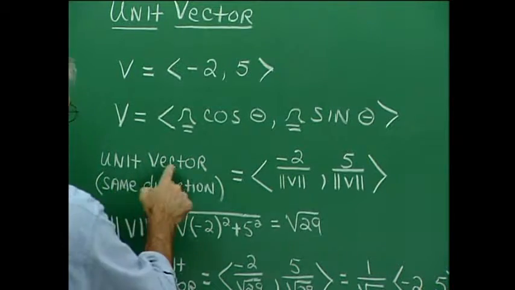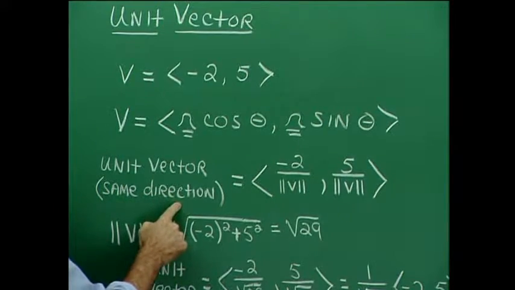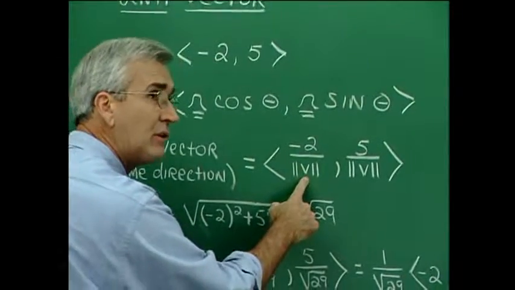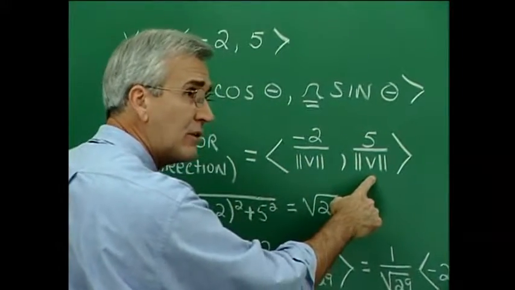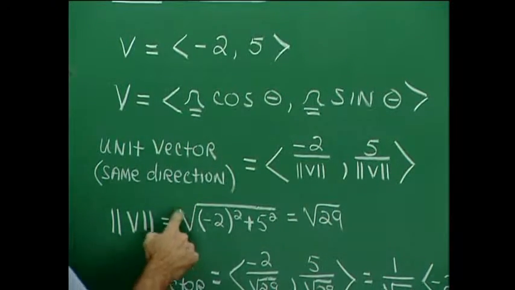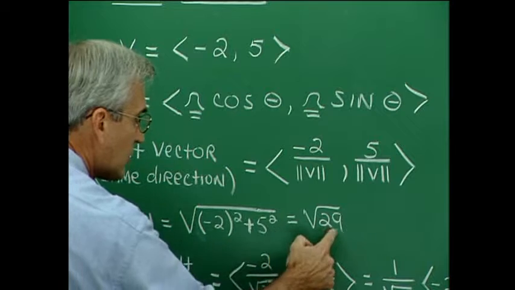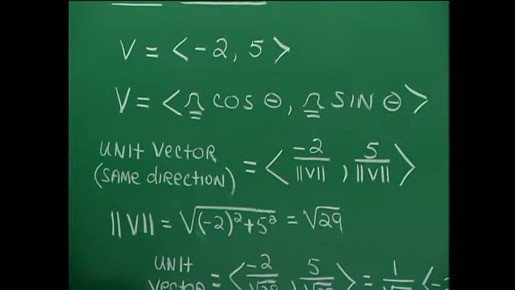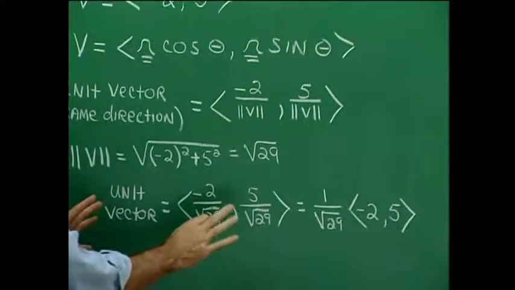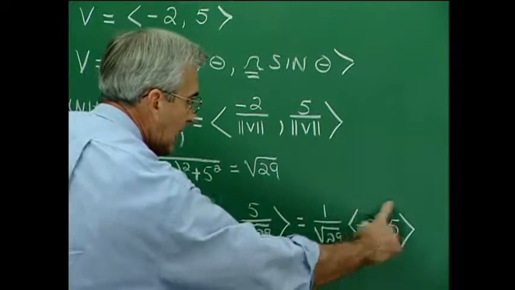So here's what we're doing. The unit vector, that is a vector whose magnitude is 1 but goes in the same direction as v, would be found by just taking the -2 and dividing by the magnitude of v, 5 divided by the magnitude of v. Now, the magnitude of v is found like this. As you recall, the magnitude is the square root of the sum of the squares of each of the components. So in this case, it would be the square root of 29. So we could actually write the unit vector then as negative 2 over root 29, 5 over root 29, or we could kind of extract 1 over the square root of 29 like this and write it in this form.